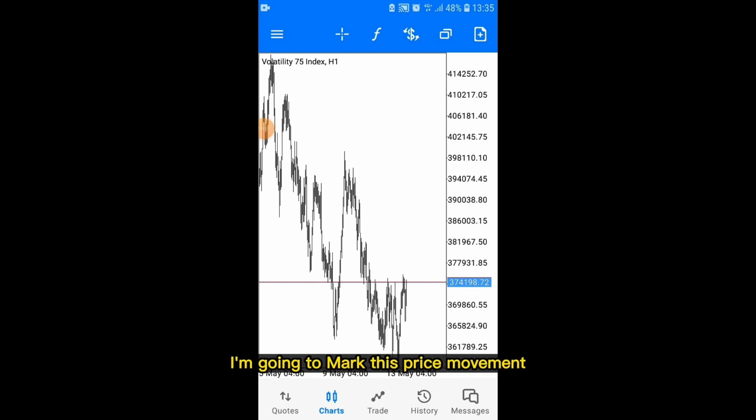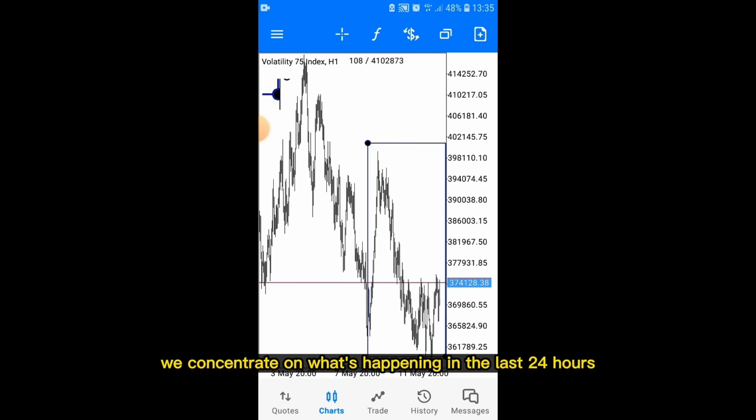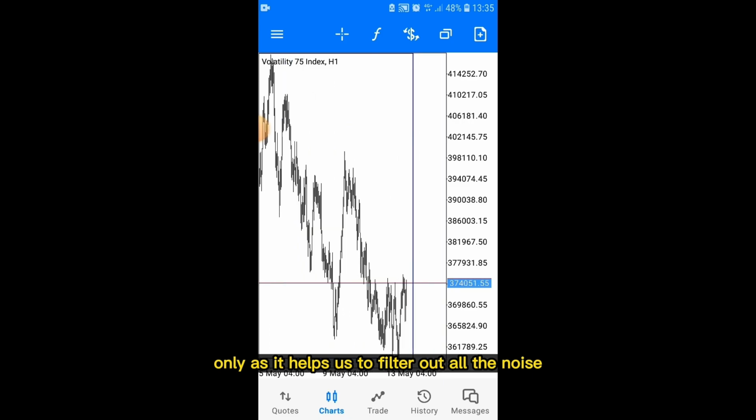So getting started, I'm going to mark this price movement that has occurred in the last 24 hours. Since we are day traders, we concentrate on what's happening in the last 24 hours only, as it helps us to filter out all the noise that occurred in the past.